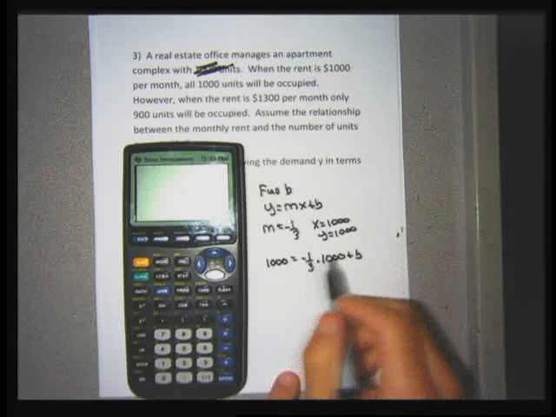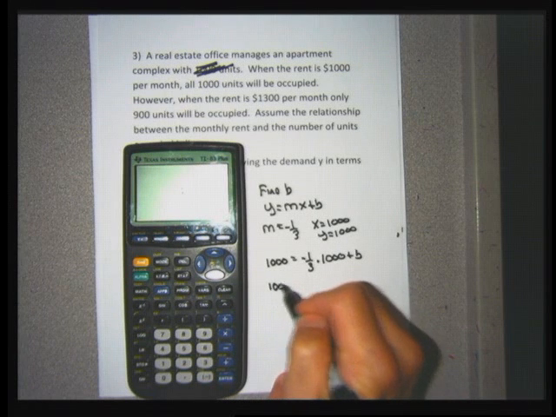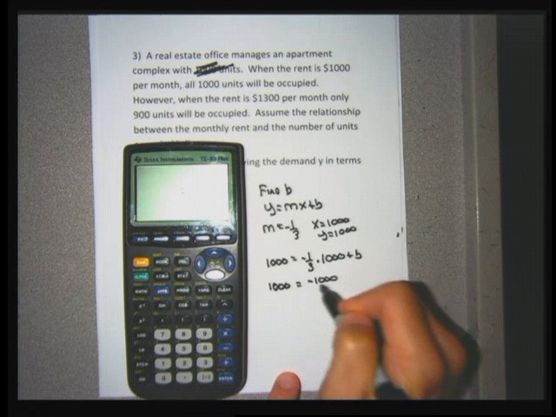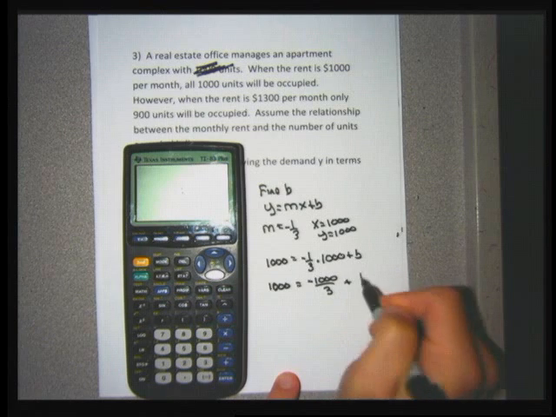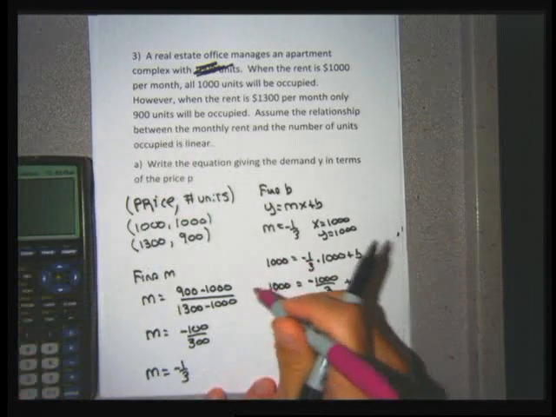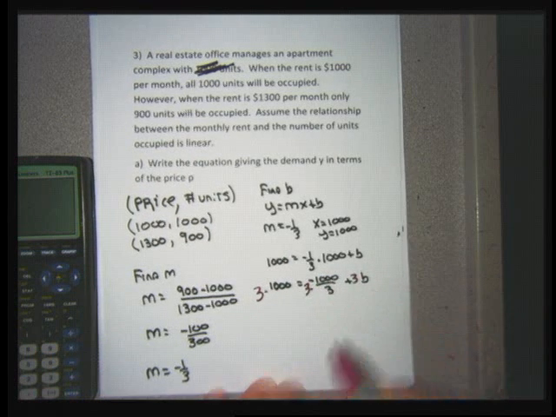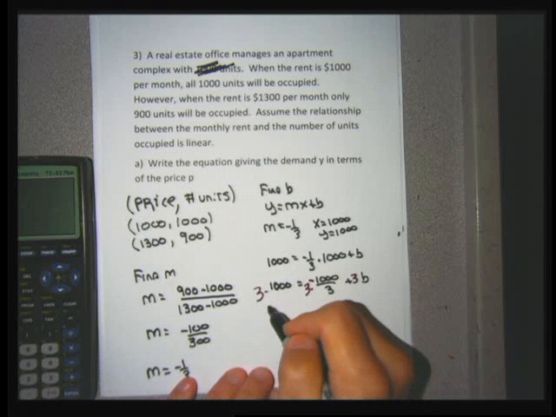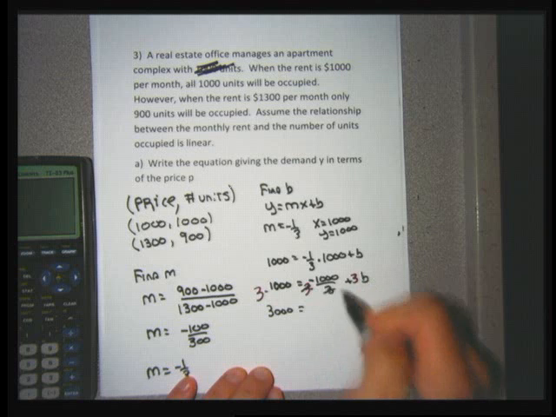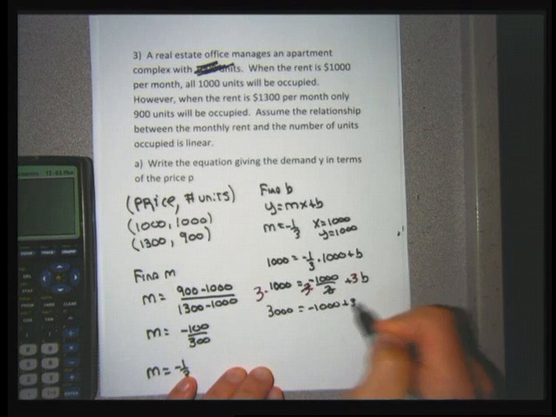Let me do this multiplication. This gives me 1,000 equals negative 1,000 over 3 plus b. Don't like the fractions. I'm going to multiply by 3 to get rid of the fraction. I'm going to multiply this by 3, this by 3, and that by 3. Multiplying 3 times 1,000, I get 3,000. Here, the 3's are going to cancel. I'm going to get a negative 1,000, and here I'm going to get 3b.